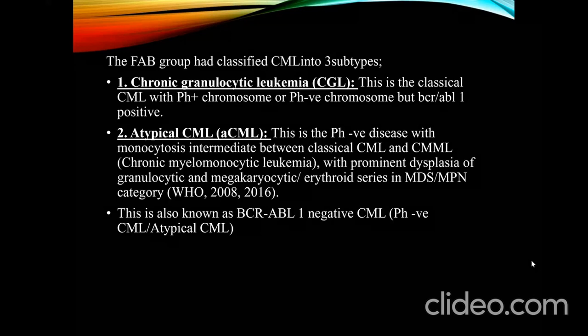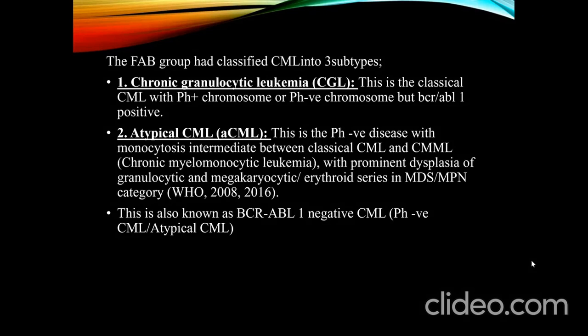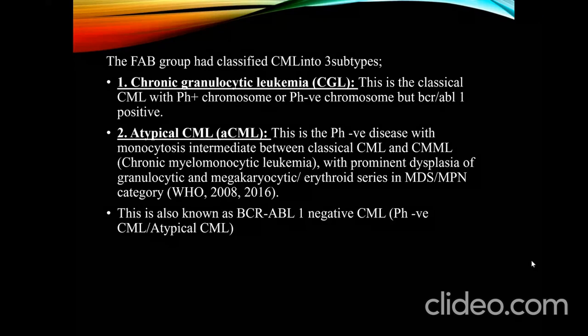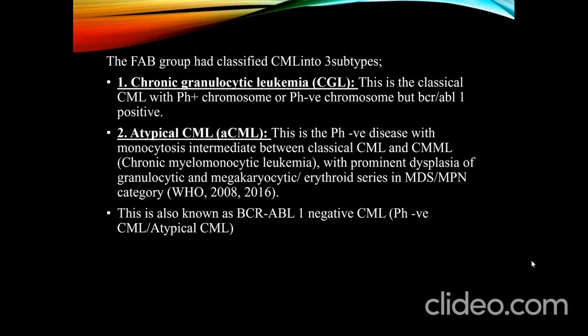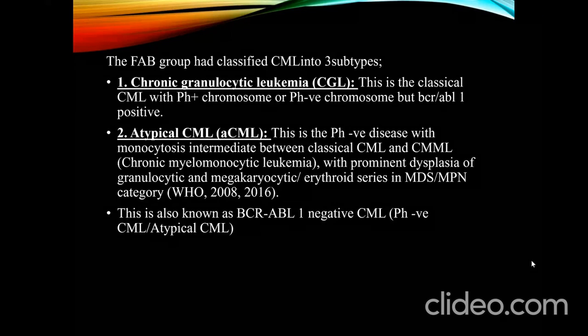The second type is atypical CML. This is the Philadelphia negative disease with monocytosis intermediate between classical CML and chronic myelomonocytic leukemia, with prominent dysplasia of granulocytic and megakaryocytic or erythroid series in MDS/MPN category. And as we have already discussed earlier, the atypical CML is classified under the myelodysplastic/myeloproliferative neoplasm category.